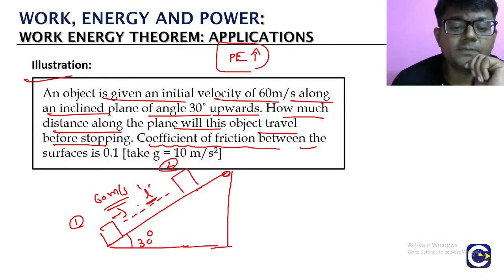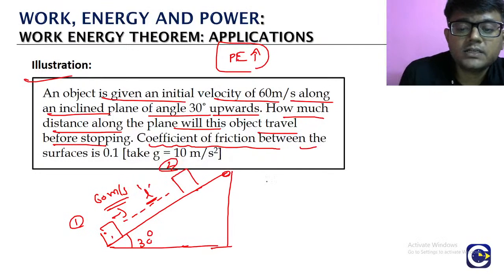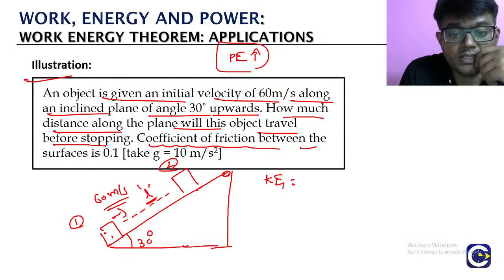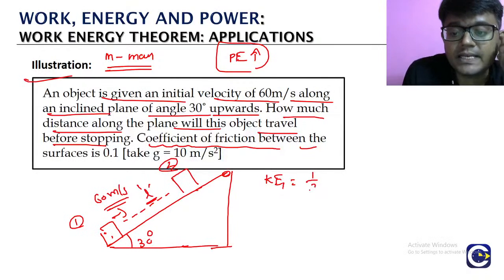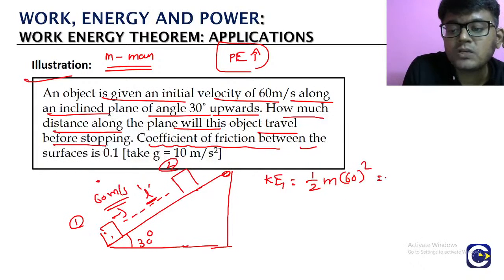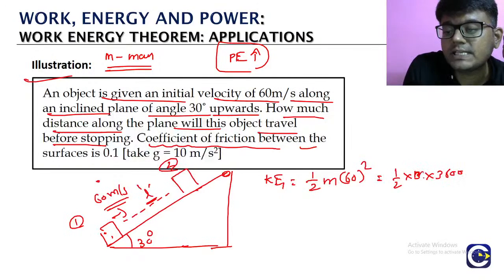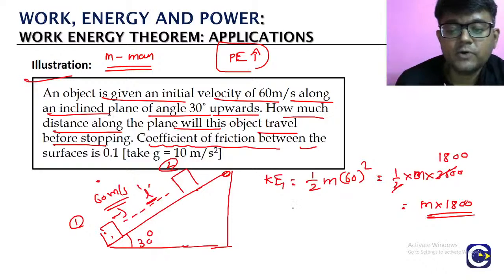What do we need to do here? Initially, this object has kinetic energy. Here they are not giving us the mass of the object, so we take it as M. M is the mass of the object. Anyway, that will not come in the final answer. Kinetic energy is half into M into V square. V is 60. 60 square is 3600. Half of that is 1800. So we have M into 1800, which is the kinetic energy at point 1.